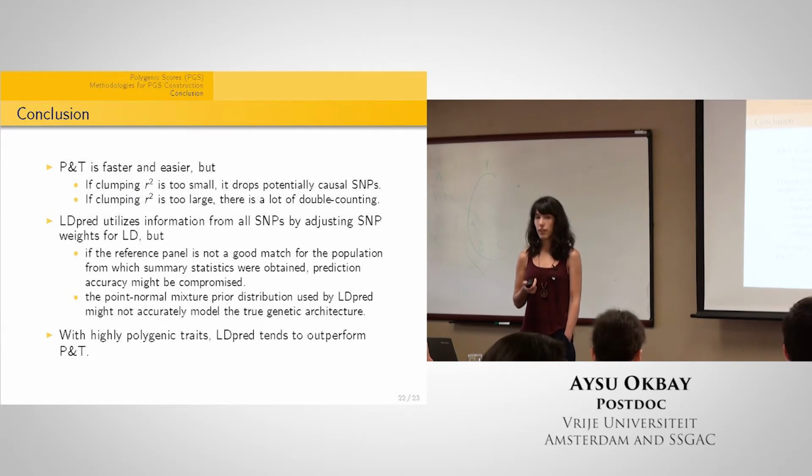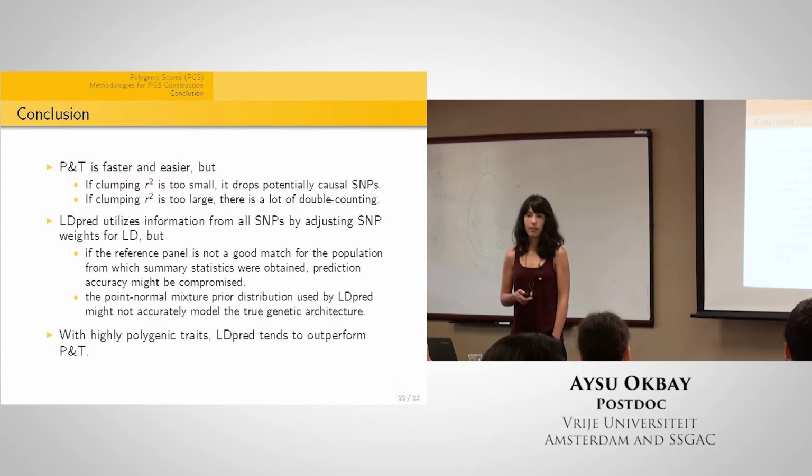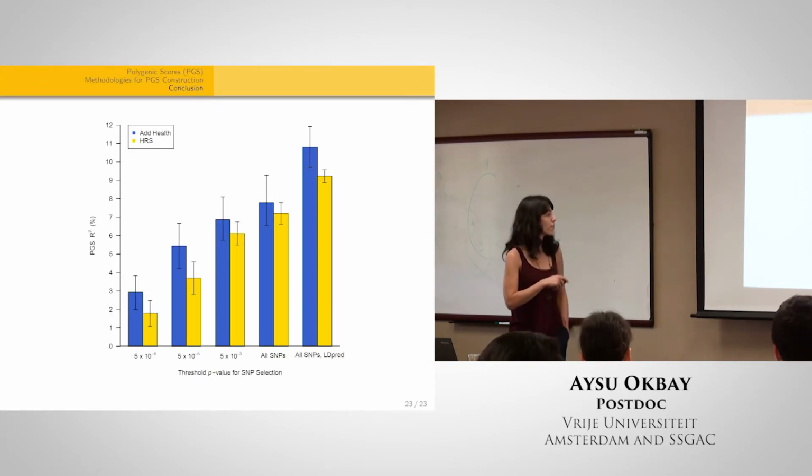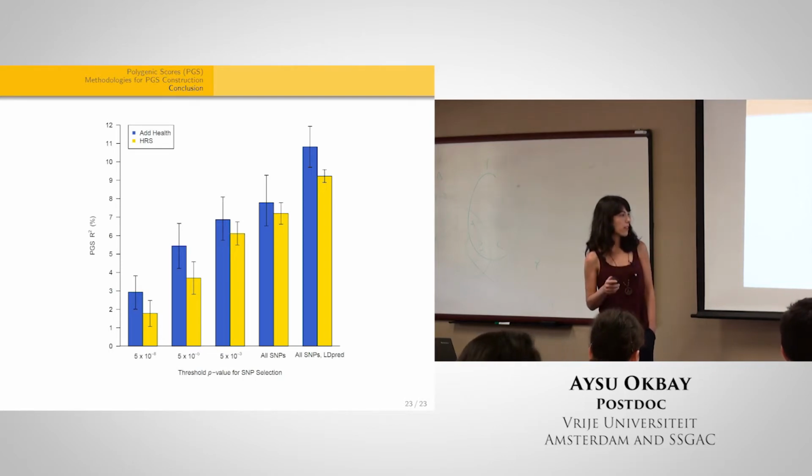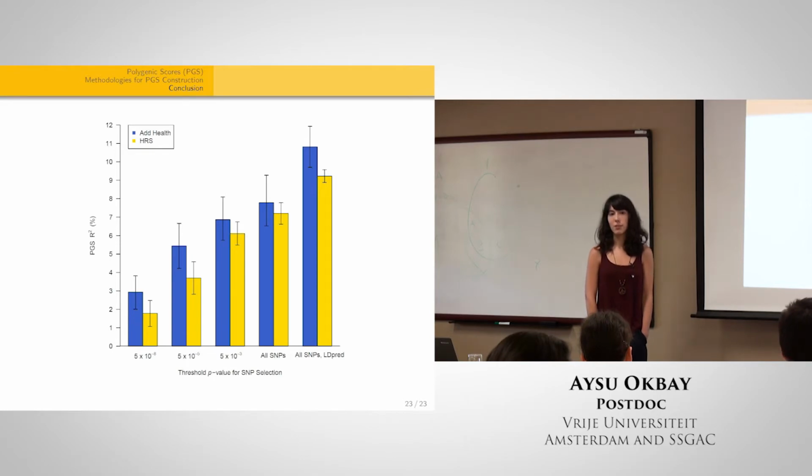But with highly polygenic traits, my experience is that LDPRED is always better. And it's better by, I have a plot here. This is EA3. Yellow is HRS, blue is Add Health. The first four bars are pruning and thresholding with different p-value thresholds. And the last bar, the one on the right, is LDPRED with all SNPs. So this is how much better LDPRED does, which is why we've been saying that you should do LDPRED.